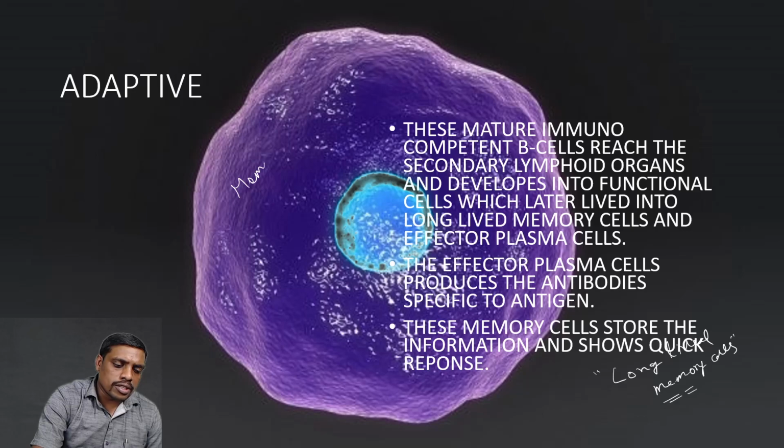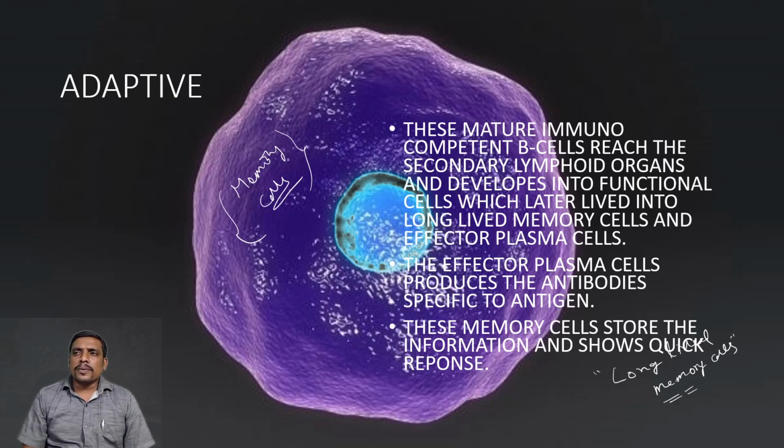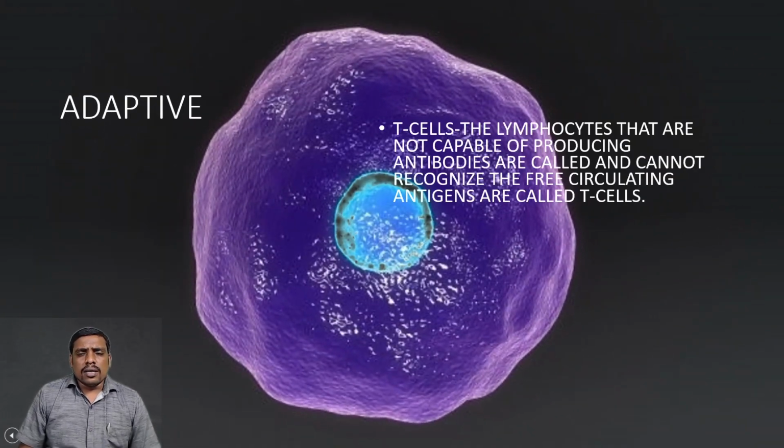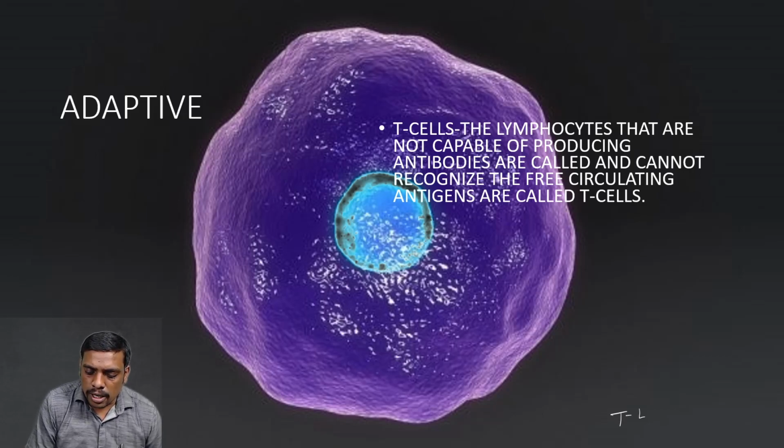What is the specific function of this memory cell? Suppose here you can see a kind of memory cell. What are the functions of these memory cells? Are there any specific functions allotted for these memory cells? These memory cells store the information against all kinds of pathogens. Now T cells, if you see T lymphocytes, T cells are nothing but T lymphocytes.